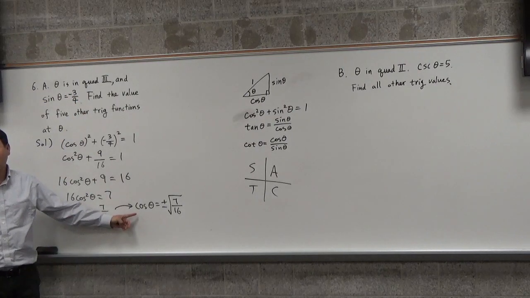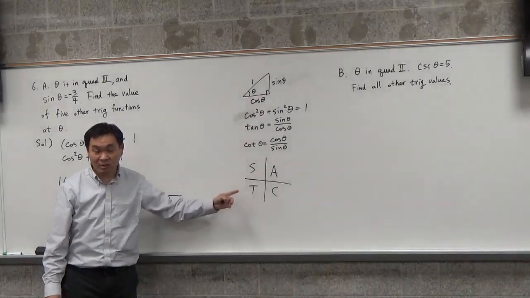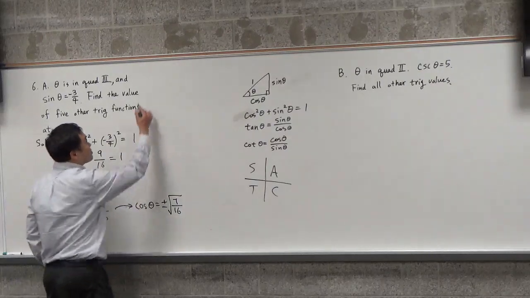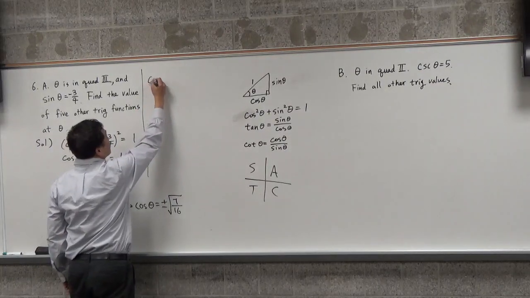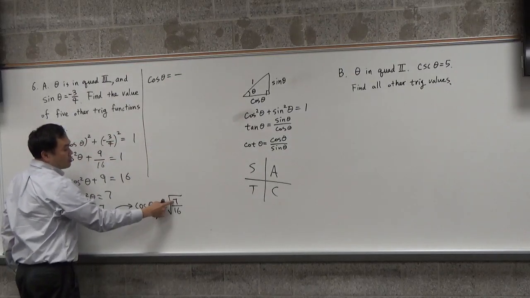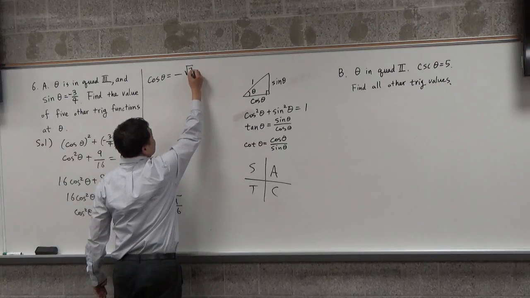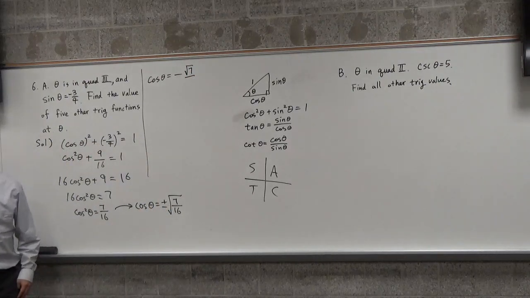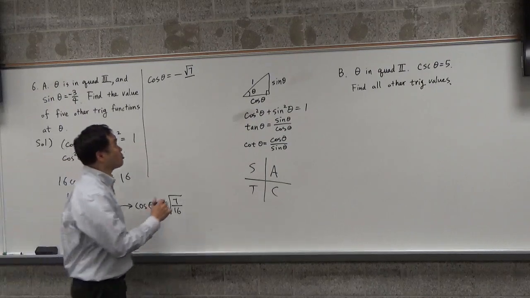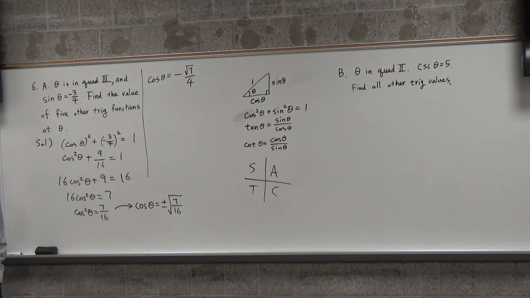So which one is it? Positive or negative? It's negative because only tangent is positive. Sine and cosine are negative, right? So cosine is going to be the one with the negative, and then you can take the square root top and bottom separately. So you get square root of 7 on top. What's square root of 16? 4, right? 4 squared is 16, so square root of 16 just gives you 4. And that's actually the most complicated part of this. Everything else then just follows. It's not that bad, okay?